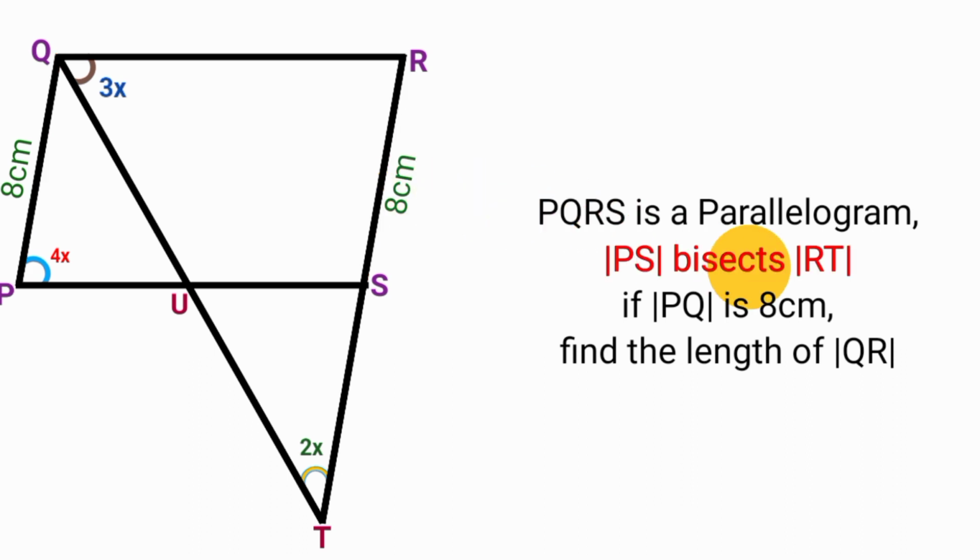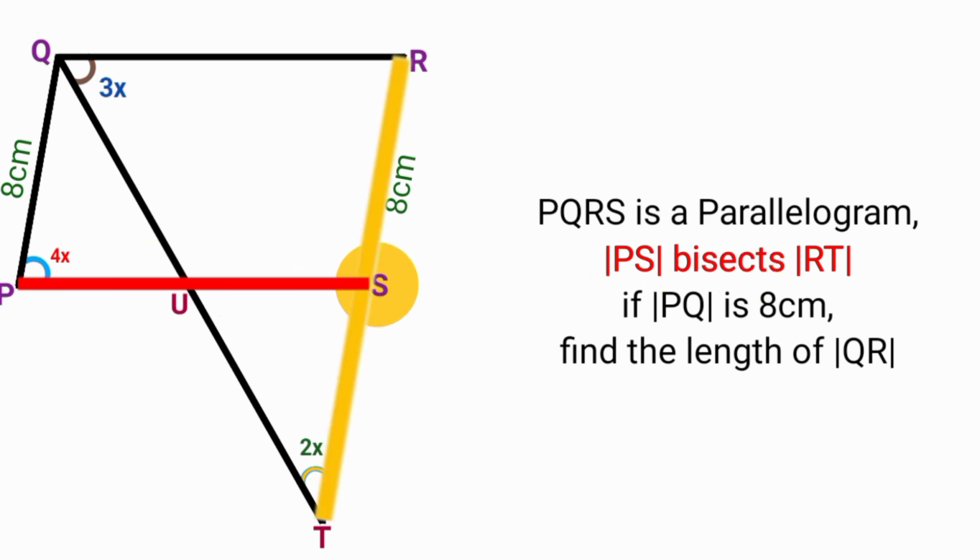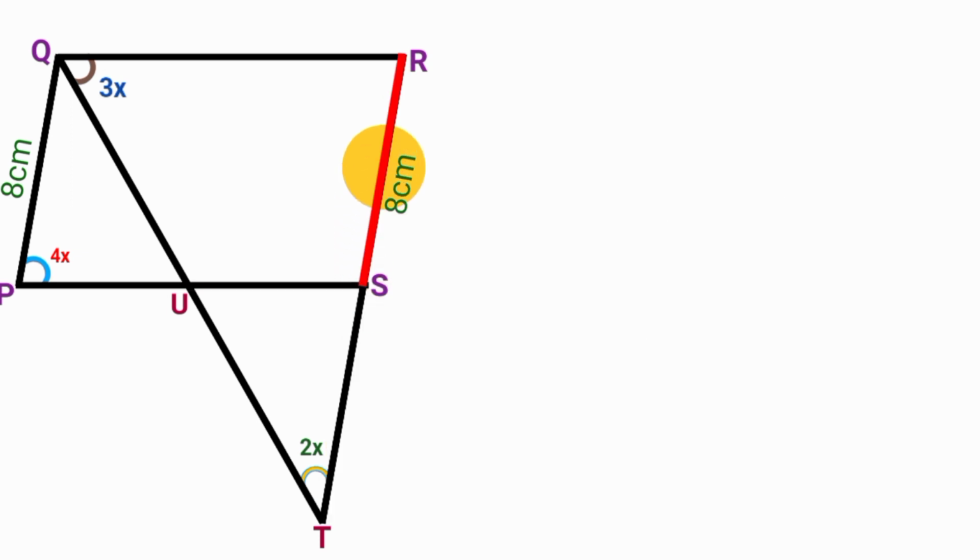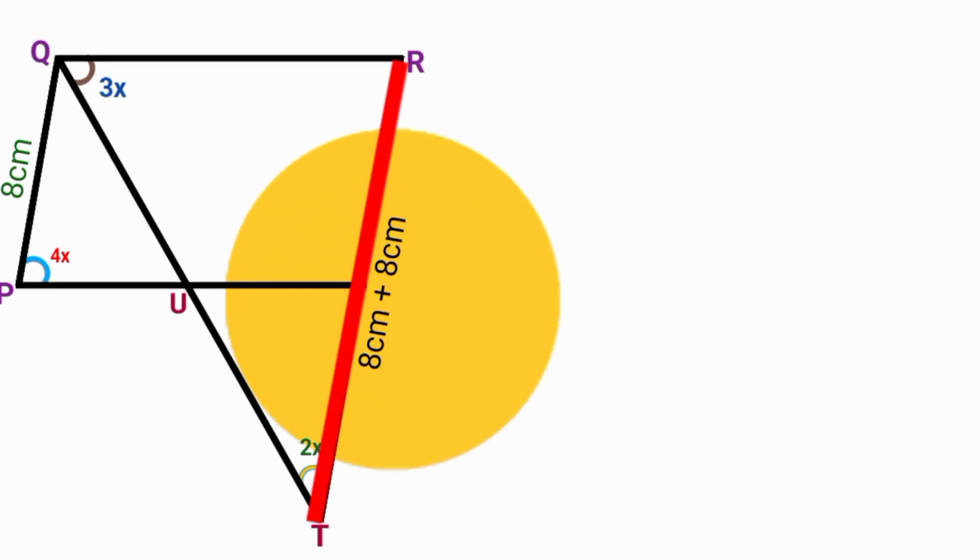So now they say line PS bisects line RT, meaning line PS divides line RT into two equal halves, and hence this is a midpoint of line RT. So now we can say line RS equal to line ST, and therefore this line ST also equals 8 centimeters. Now since this is 8 centimeters and this is 8 centimeters, line RT will be equal to 8 centimeters plus 8 centimeters, which is 16 centimeters. So now we have the length of line RT.